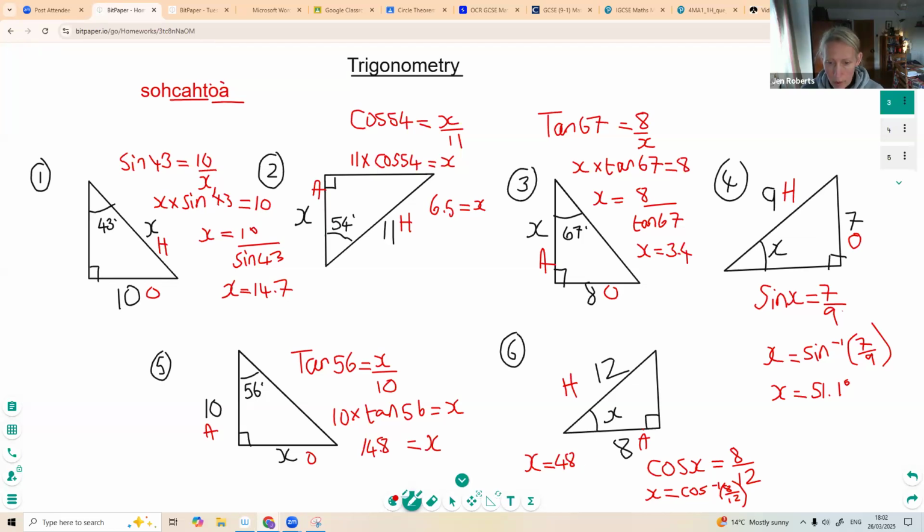If you felt like you understood this and you want more of a challenge, maybe watch out for my recordings on sine rule and cosine rule.